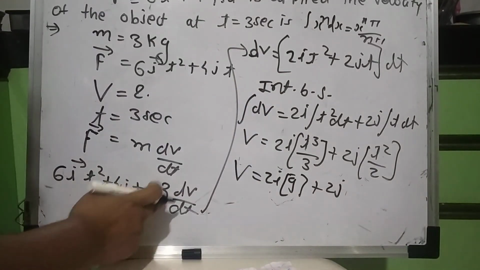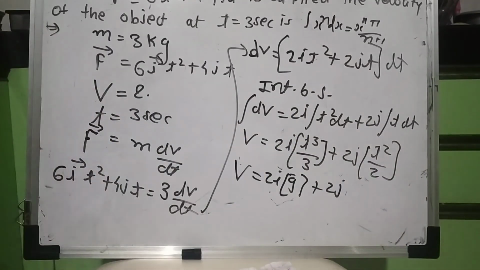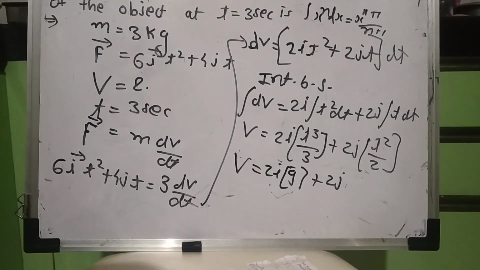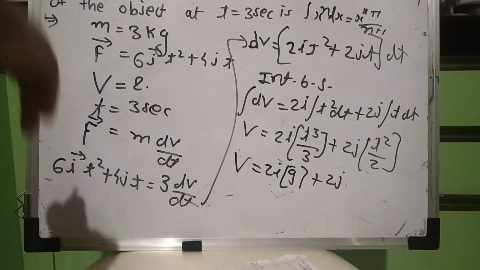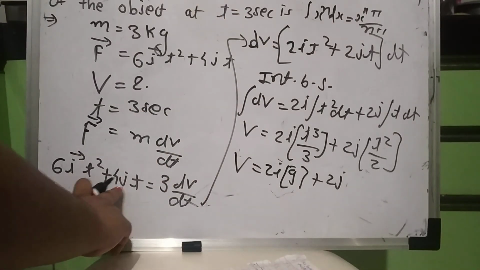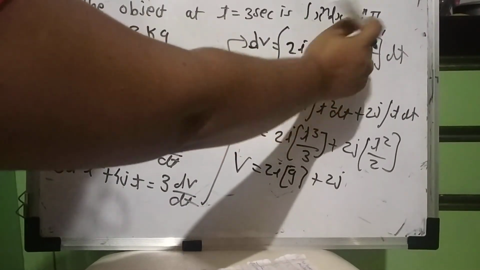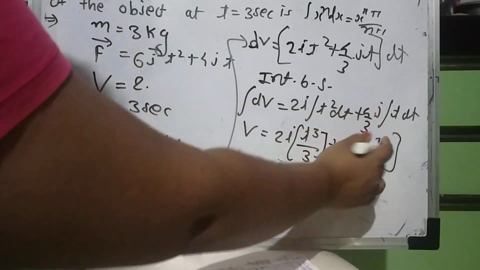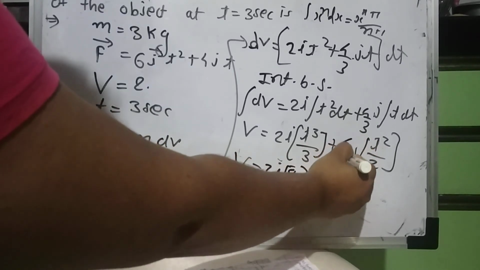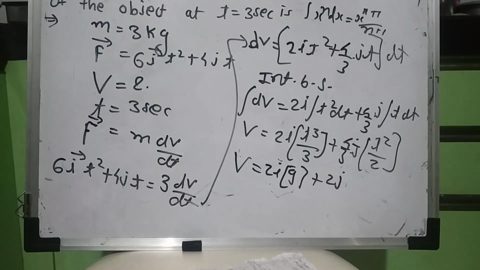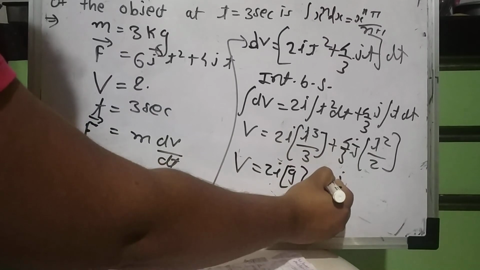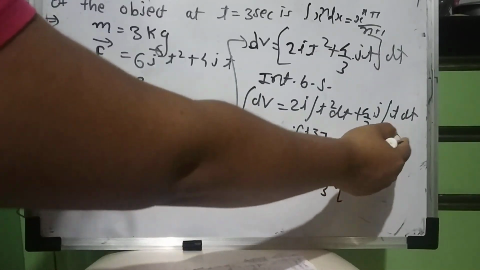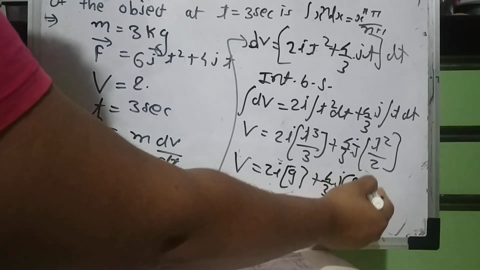Sorry, here is one mistake: it is 2j times t square by 2, so 2 divided by 2 is 1... continuing, the coefficient is 4 by 3 as a constant. So 4 by 3j into t square, it is 3 square, it is 9.